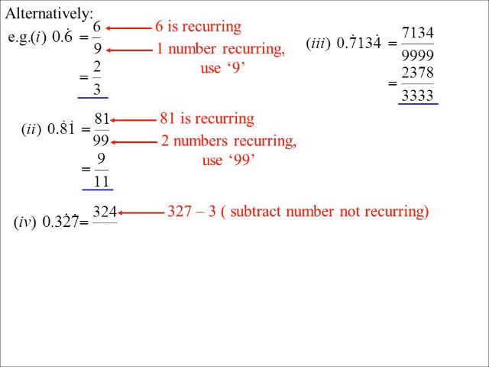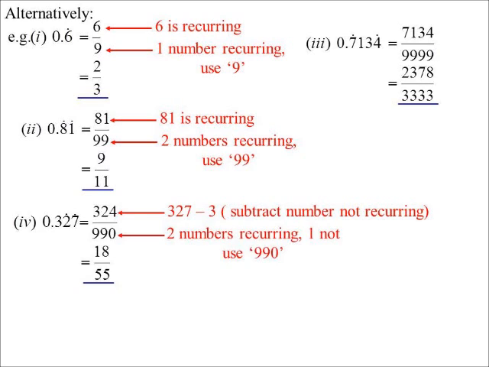The number that's not repeating is 3. So 327 minus 3 is 324. That goes on the top of the fraction. Bottom of the fraction, I'll put 990. Why do I do that? There are 2 numbers repeating, so I put down 2 9s. There is one number not repeating, so I put down 1 0. Now, obviously, I put the 0 at the end of the number, because if I put the 0 at the front of the number, it doesn't change the number. Yeah? So, number of 9s is however many numbers are recurring. Number of 0s is how many numbers are not recurring. And so there is our 18 on 55.